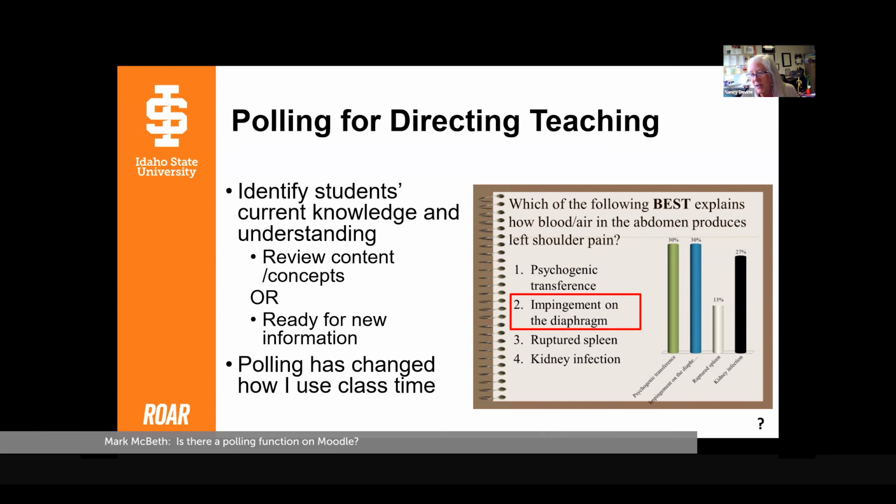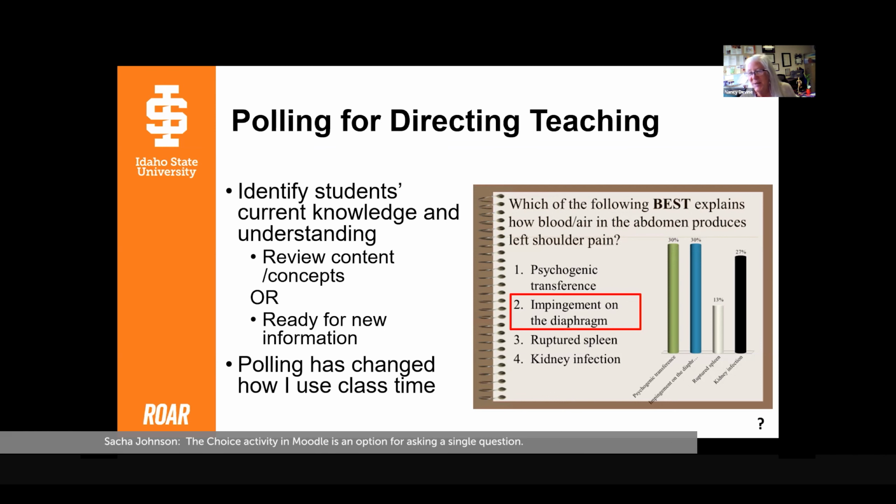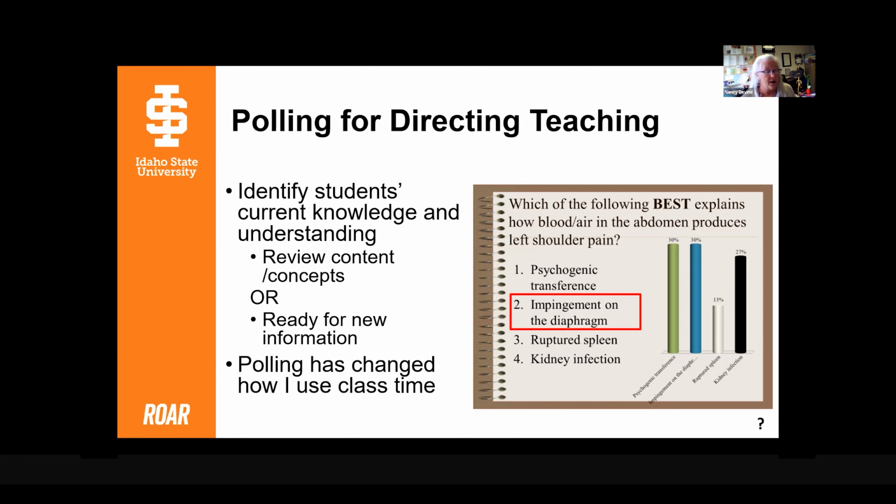And then there's another question, is there a polling function on Moodle? I have never looked to see if there's a polling function on Moodle. I do know that the system that we use can work asynchronously instead of being synchronous, but I have personally not tried that. So maybe when we get to the discussion at the end, anybody else who has had that can fill that in. And it looks like somebody's already doing that. The choice activity in Moodle is an option for asking a single question. And I have relied heavily on the integration of PowerPoint, which has been helpful.